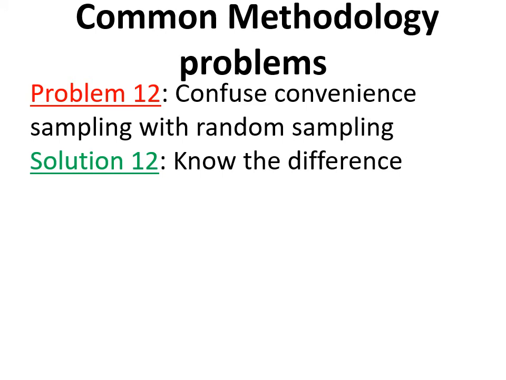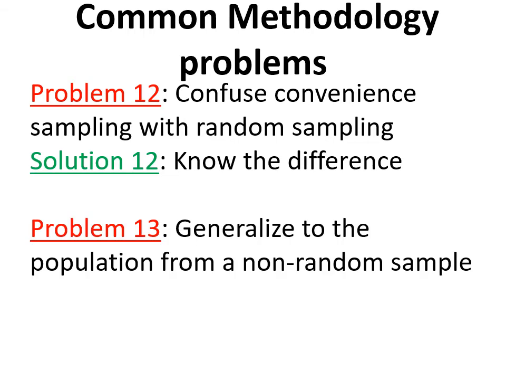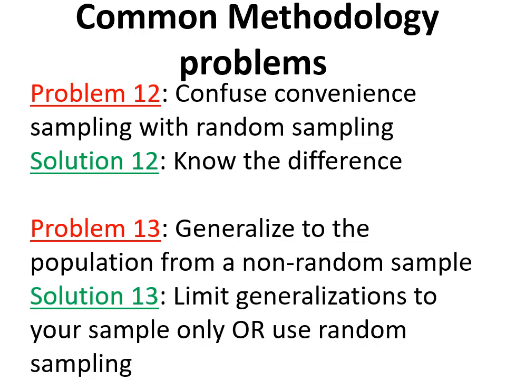So know the difference. In the past, I had exam questions that asked people about these. At least during the year of COVID, we will not have an exam, so you don't have to explain the difference, but you still need to know it for your research proposal. Problem 13, I've harped on this already. The problem is that sometimes people will generalize to the population from a non-random sample. That is a no-no. So limit your generalizations to your sample only, or use random sampling.